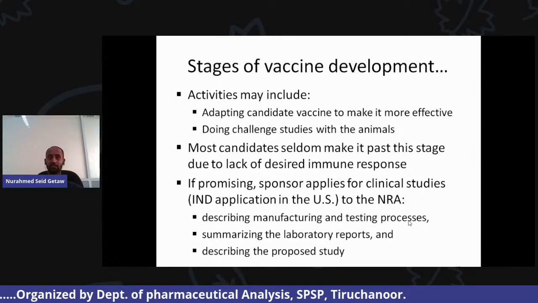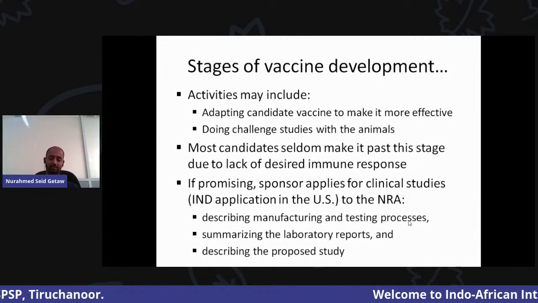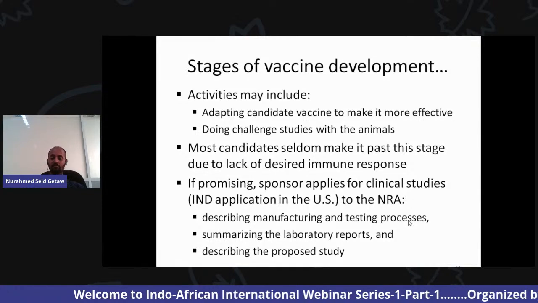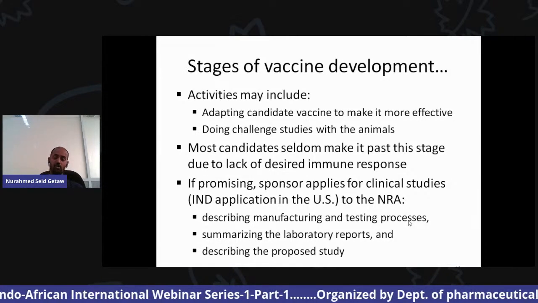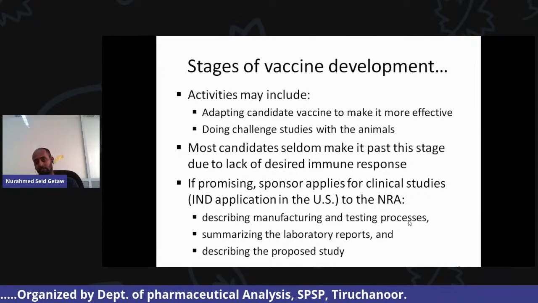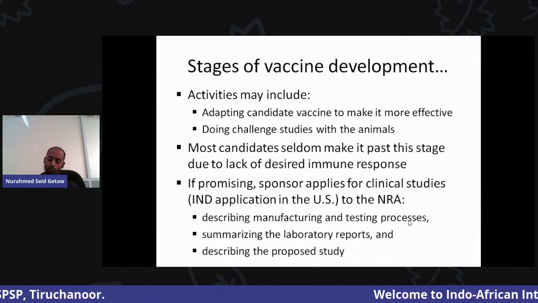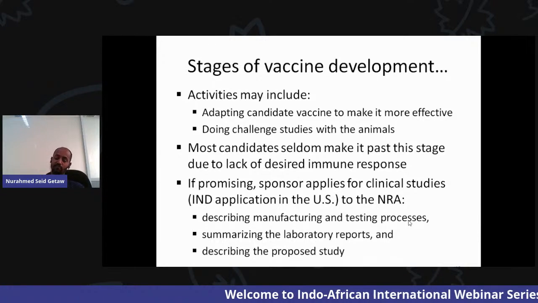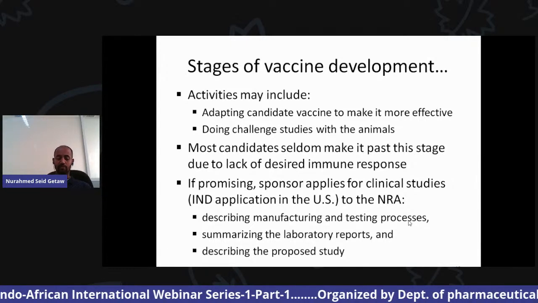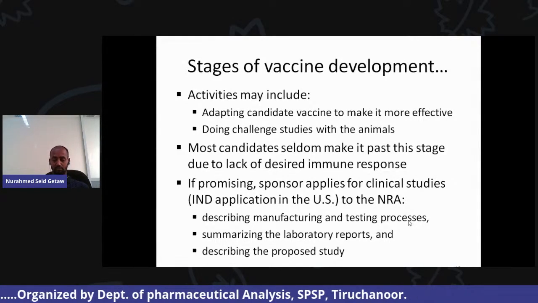But if there is anything promising, or if there is any sign of good immunogenicity or vaccine-like behavior, then anyone interested in funding that study will have to apply. For example, in the case of the US, they will have to apply to the FDA, the Food and Drug Administration, for an investigational new drug application. So this IND application is filed for products which have given some promise of being developed into a vaccine to be tested clinically, or on human subjects.